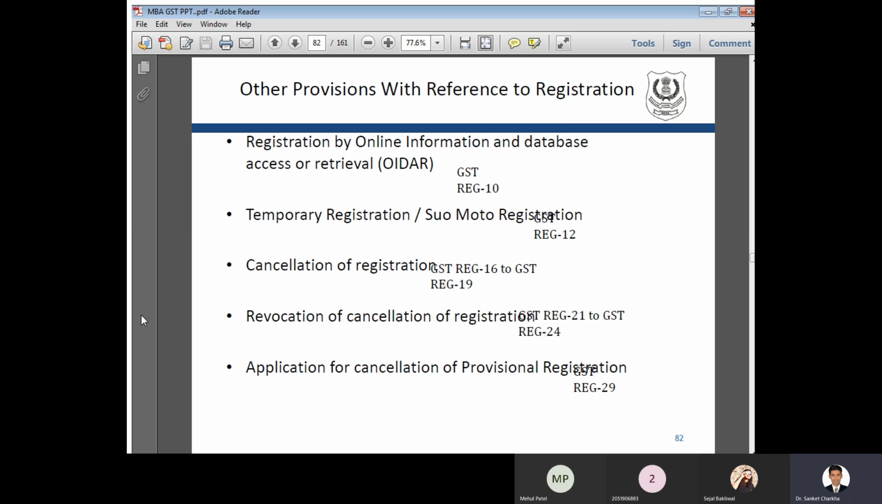Other provisions with respect to registration: registration by the Online Information Bureau and Retrieval, form number 30 is made applicable for this. Temporary registration or suo motu registration, form number 20. Cancellation of registration, form 70. Revocation of cancellation of registration, form 24. And lastly, application for cancellation of provisional registration, form number 29. So these are the various ways in which different forms have to be created.